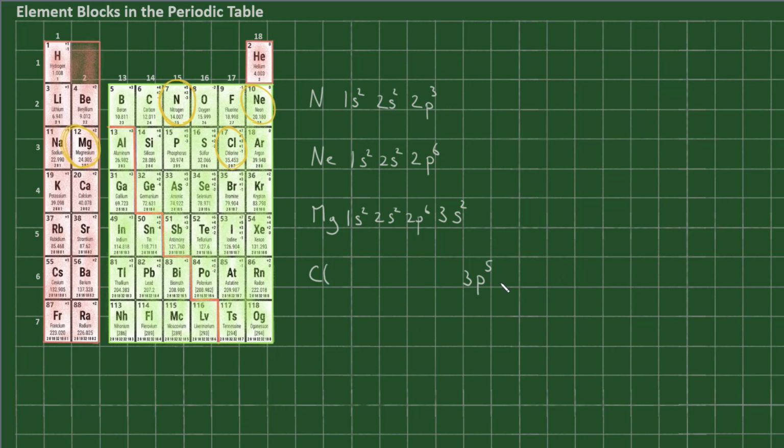So now I need to fill in what comes before. I will have 1s2, 2s2, 2p6, 3s2, and finally 3p5. Keep in mind that this approach works really well for the main group or the representative elements, or if you like, for those that belong to the s and p blocks.